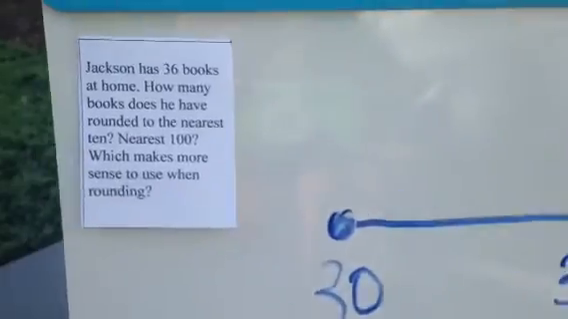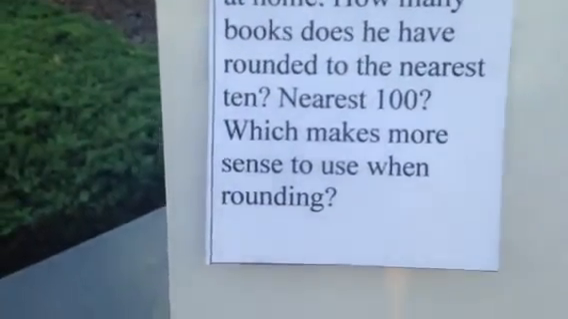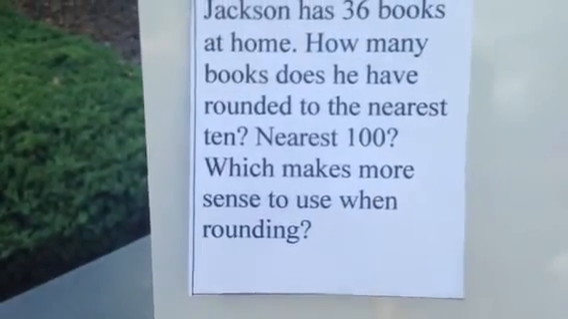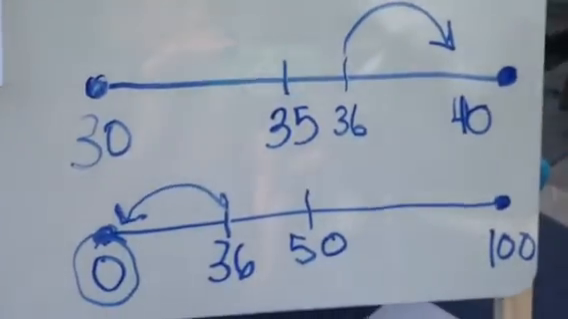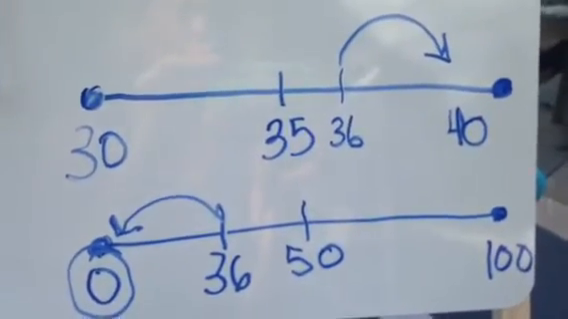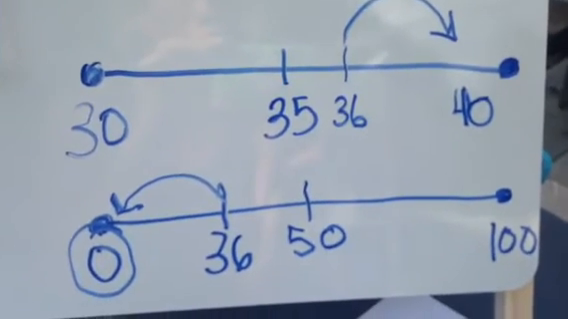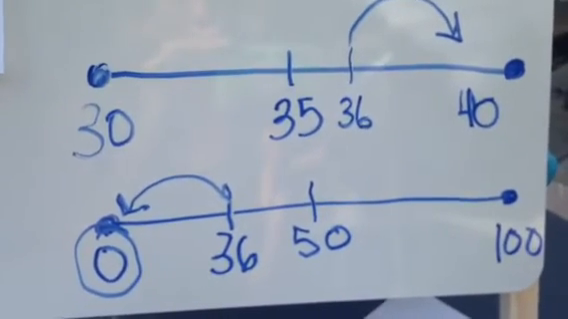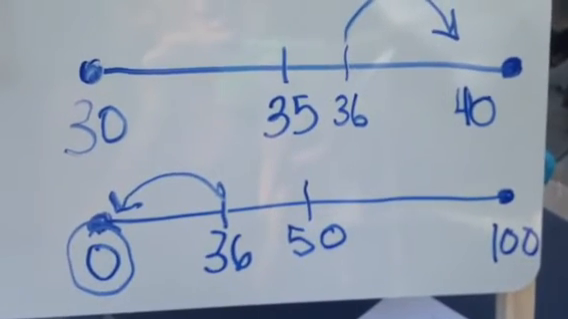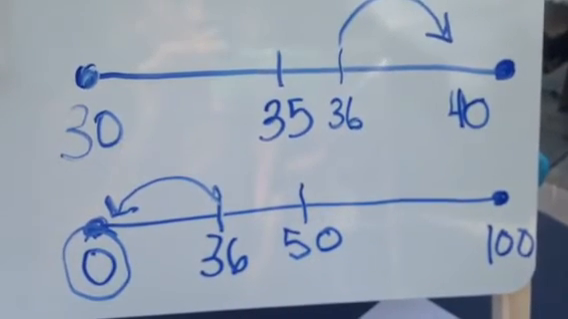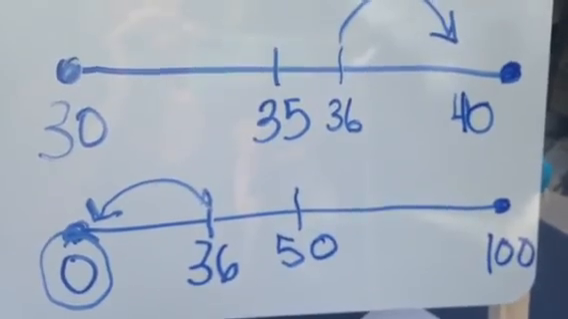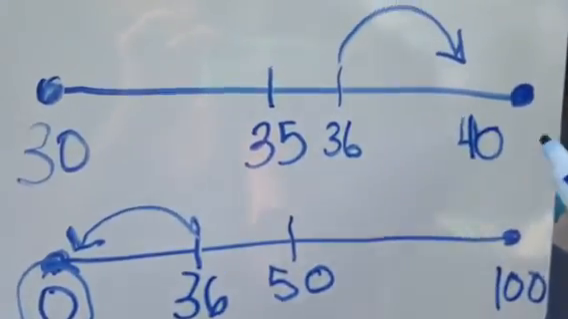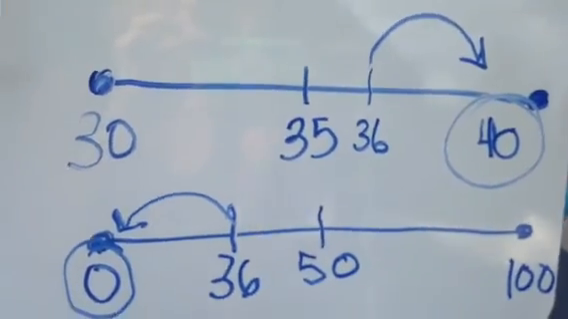So when it comes to the question, which makes more sense to use when rounding, nearest 10 or nearest 100? What do you think? Do you think we round to the nearest 10 and get about 40 books? Or round using the nearest 100 and my friend Jackson doesn't have any books at all? Pause, think about it. Well, if you said nearest 10 would be the best strategy to use, I agree with you, because my friend Jackson does have about 40 books, not 0.